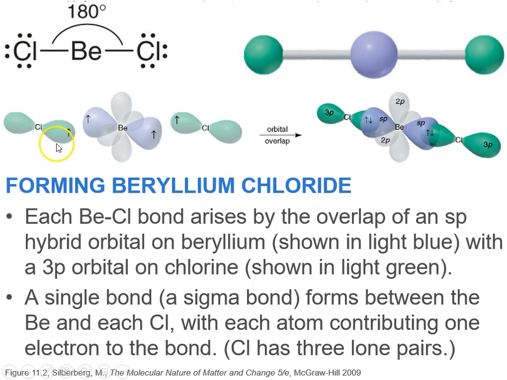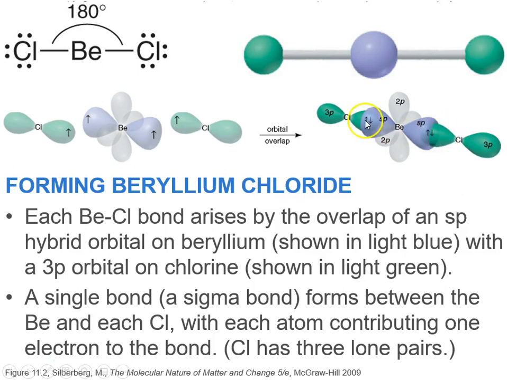So when we form the beryllium chloride, this chlorine right here overlaps with this sp, and this chlorine overlaps with that sp. So here's our beryllium chloride, and there's the bond right there. The electron going up was contributed by the chlorine, and the electron going down was contributed by the sp orbital in the beryllium. The same thing over here: the sp right here contributes one and the chlorine contributes the other.